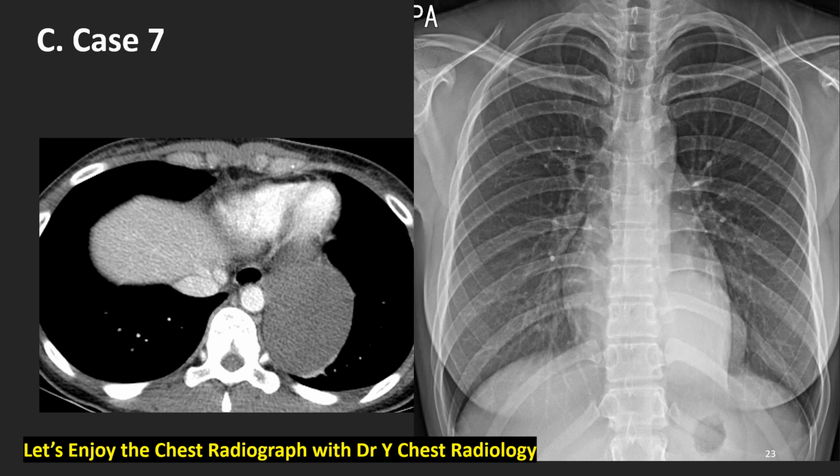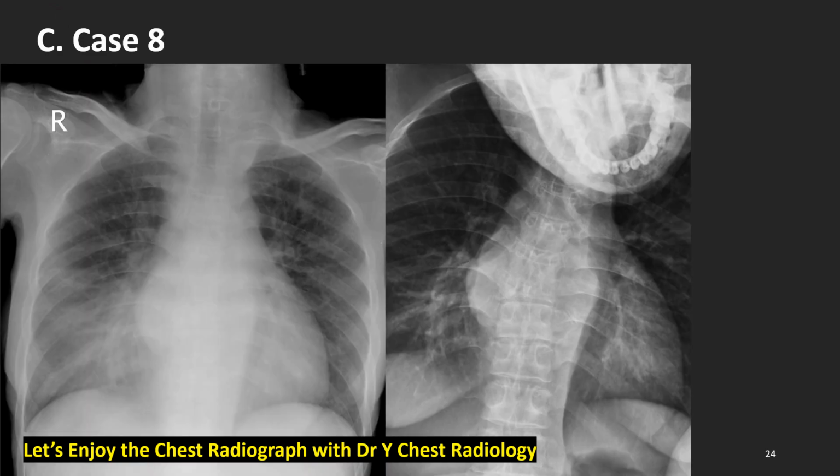This CT axial finding explains everything we have imagined with the frontal two radiographs, right? Homogeneous, cystic, broad-based, mediastinal, paravertebral compartment tumor, cyst, with aorta obliteration, paraspinal line obliteration. It was confirmed as bronchogenic cyst.